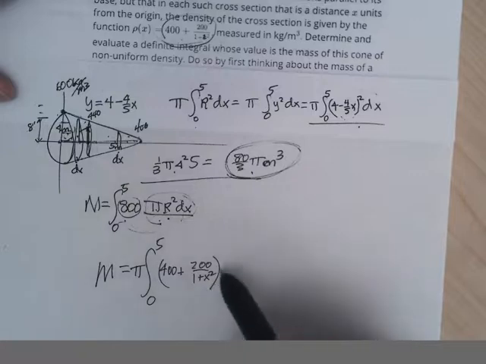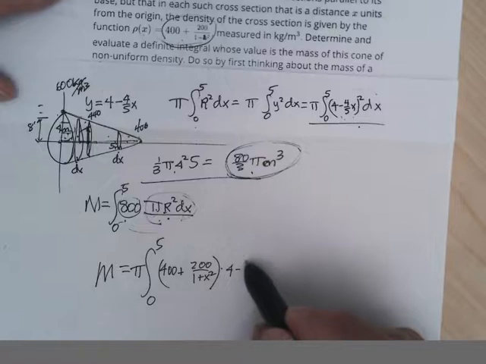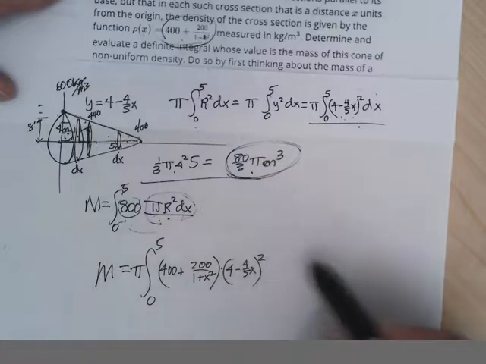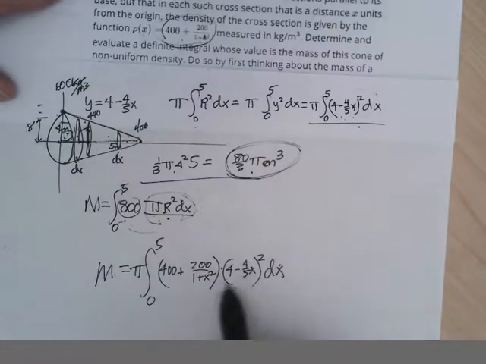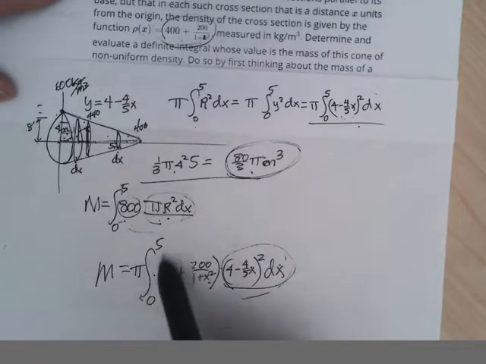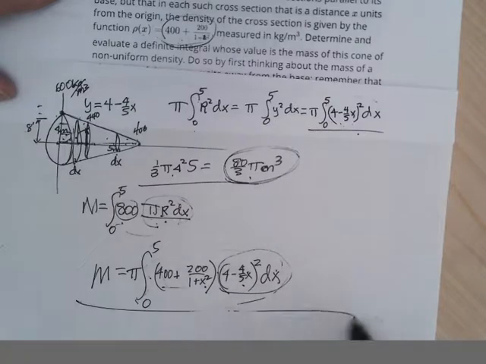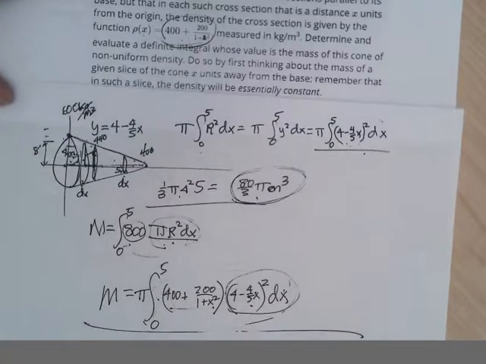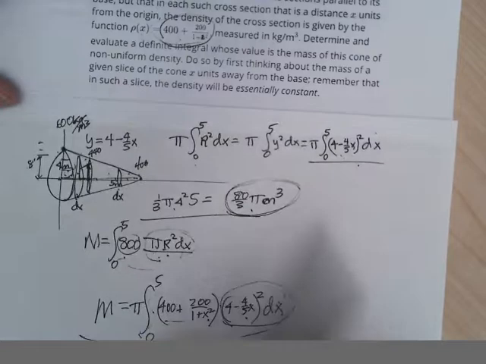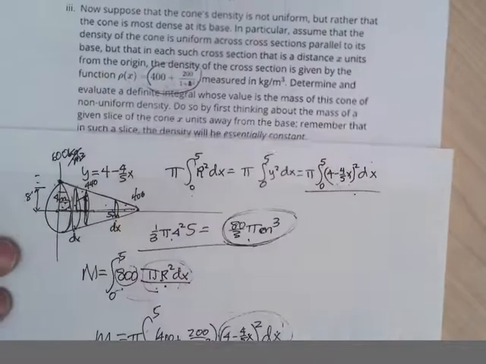The density times the volume of a slice, which is going to be 4 minus 4/5 x squared dx. That's the volume of a slice times the density, which will give you the mass of that slice. Add up the masses all the way down. The pi makes this be the right volume. So there would be the formula for finding the total mass of this cone with the varying density.